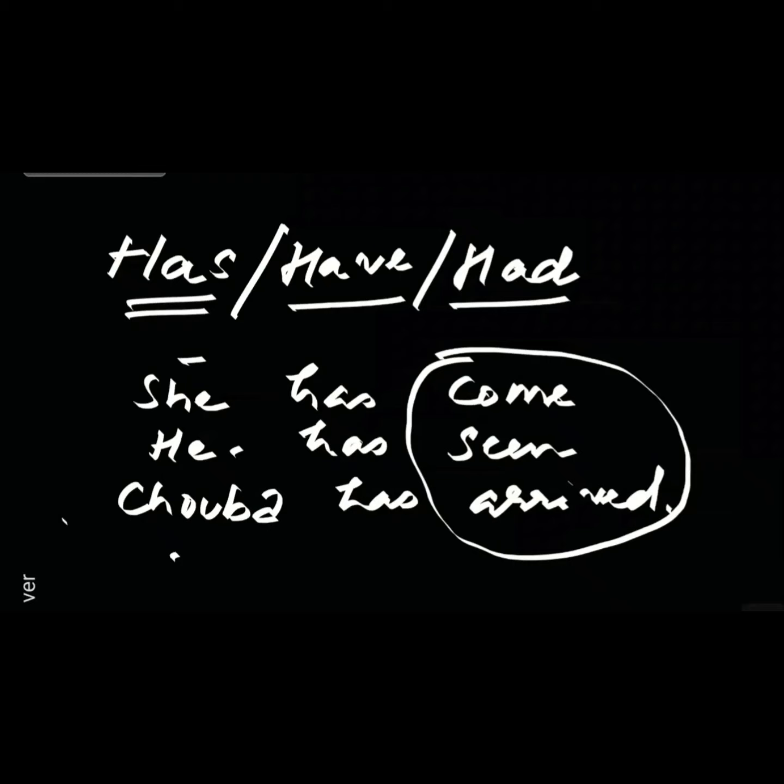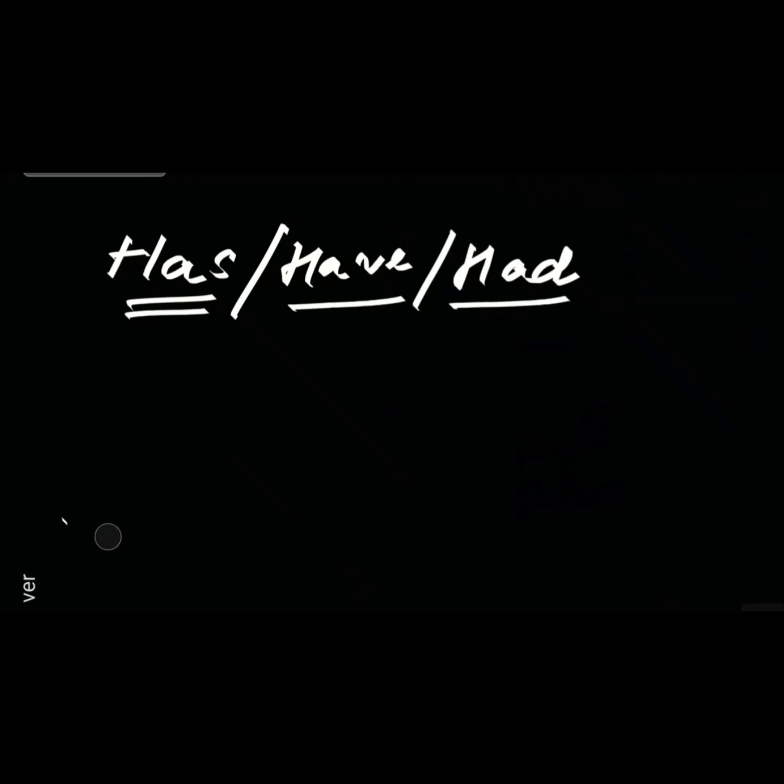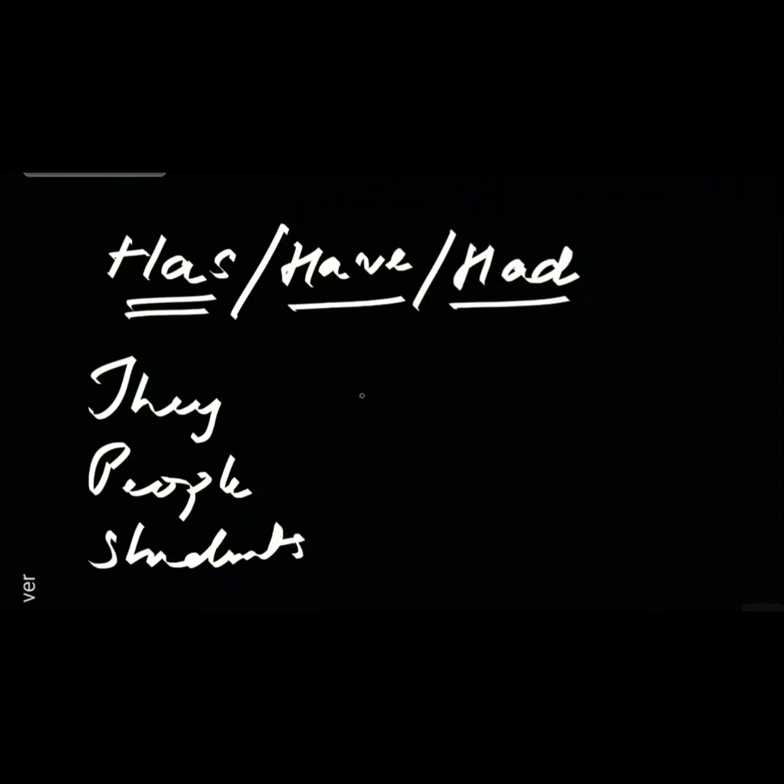Has is for a noun, or an action performed by something or somebody, or a singular word. After has, the verb is in the third form. Have is the same situation, the same impact, but have is for plural: the people, the students. They have submitted. Submitted is the third form.